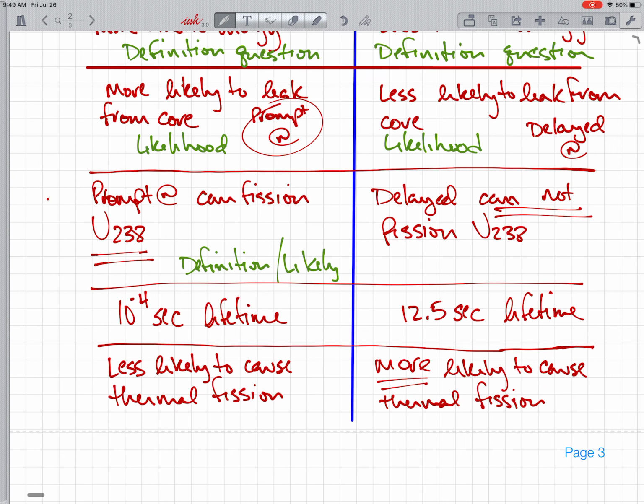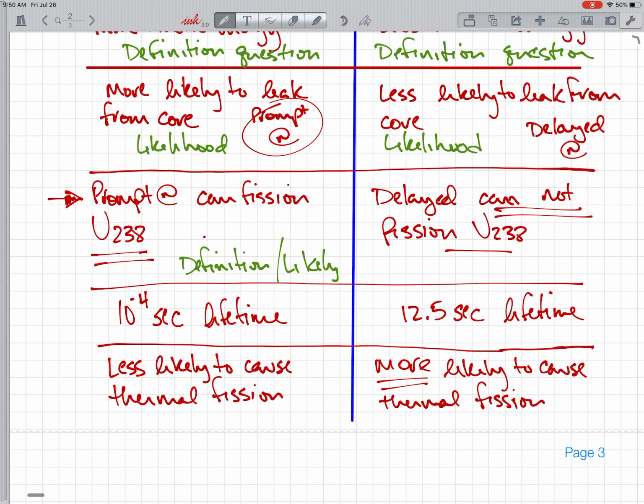So this is an important thing. It's not 100% accurate, but it's pretty much accurate for test-taking reasons, right? If you see a problem that asks what can fission a U-238 atom, it's probably going to be a prompt neutron. Delayed neutrons cannot fission a U-238. They fission a U-235.